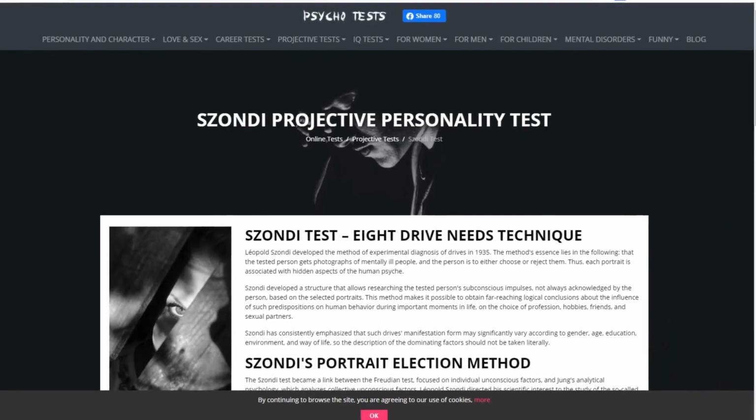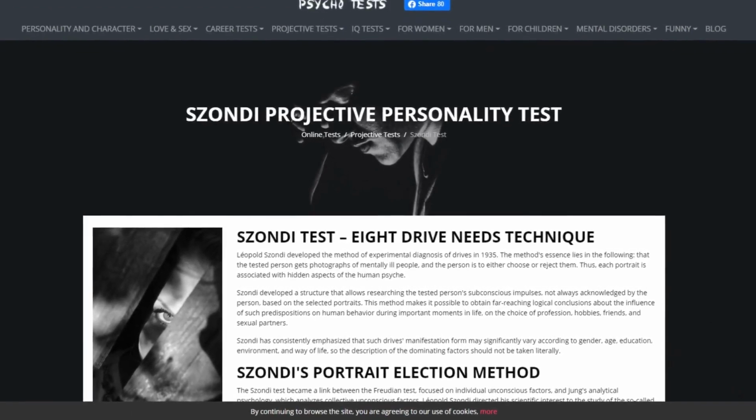Anyway, whenever I've been gone for a while, I kind of like to ease back into the generation of content, doing something kind of low-key and fun, and today we're going to be taking the, I hope I'm pronouncing this correctly, the Szondi projective personality test. Now before I actually take the test, I just want to say a few words about what it means for something to be a projective personality test.